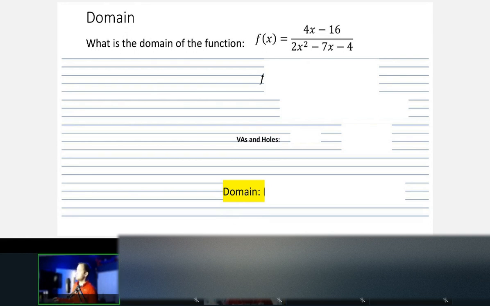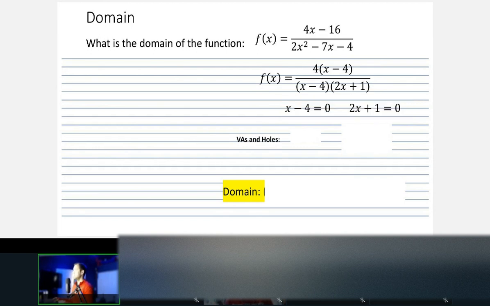So guys, how do we derive domain? What do we need? Yeah, we need the VAs and the holes. So we need to factor the bottom, right? And this problem was from the previous problem a few slides back when we factored the 2x squared minus 7x minus 4. So I'm not going to show the math again. We all know that's what it is, right?